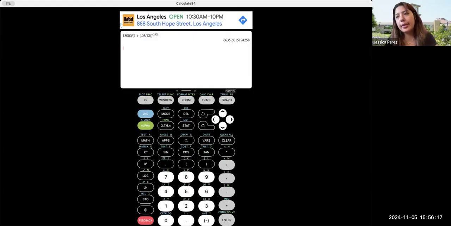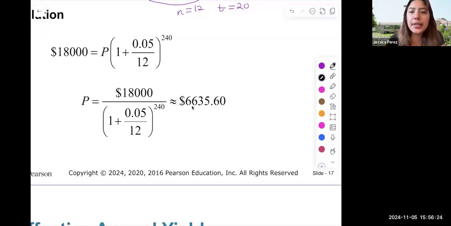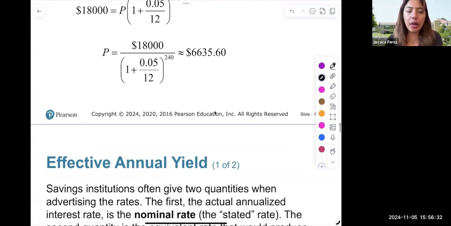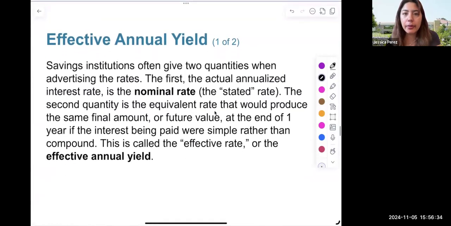So once it's calculated there, let's check our answer. Our solution should be 6,635.60, which matches what we have. Now, moving on to effective annual yield.